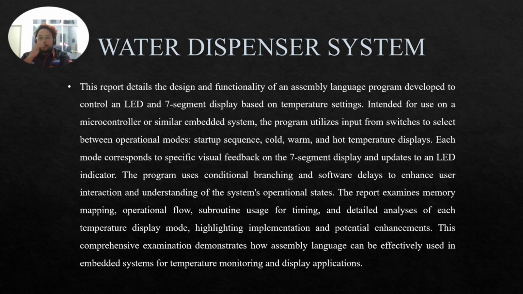So, this report details the design and functionality of an assembly language program developed to control an LED and seven segment display based on temperature settings, intended for use on a microcontroller or similar embedded system. The program utilizes input from switches to select between operational modes: startup sequence, cold, warm, and hot temperature displays. Each mode corresponds to specific visual feedback on the 7-segment display and updates to an LED indicator. The program uses conditional branching and software delays to enhance user interaction and understanding of the system's operational states.